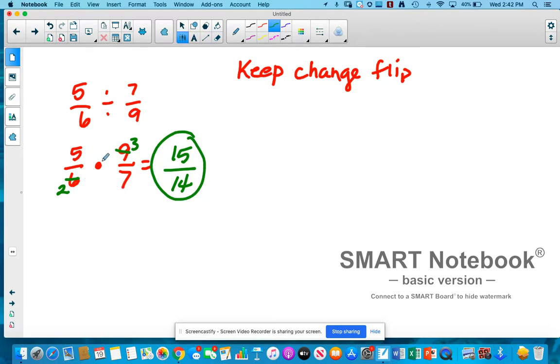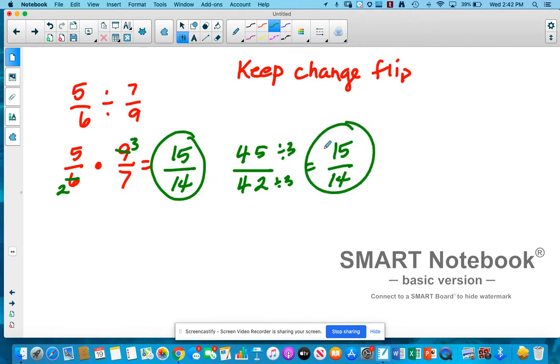Now let's look at what if you didn't cross cancel. We would still say 5 times 9 is 45, and 6 times 7 is 42. Then you would have to say, what goes into both of them? 3 goes into both of them evenly, and so 45 divided by 3 is 15. 42 divided by 3 is 14. So either way you do that, you're going to get the same answer. Okay, remember, division is keep, change, flip.